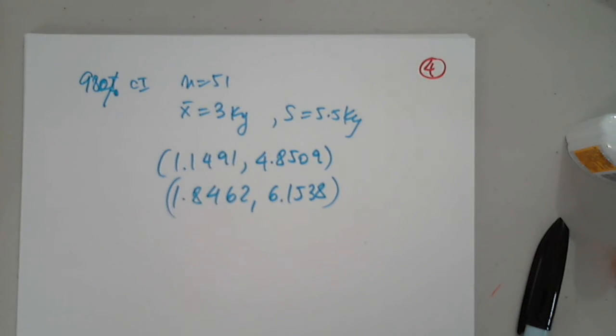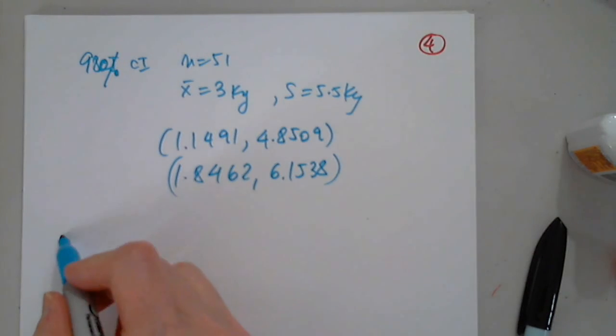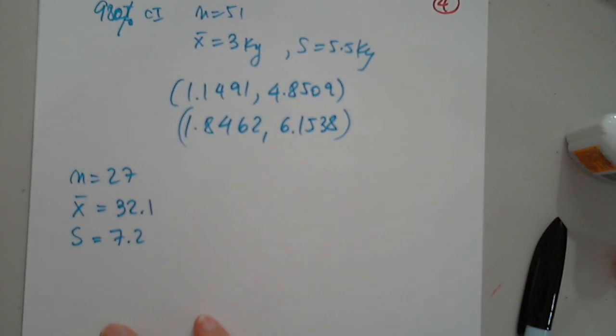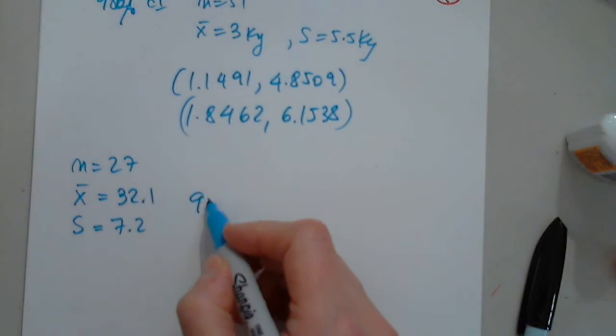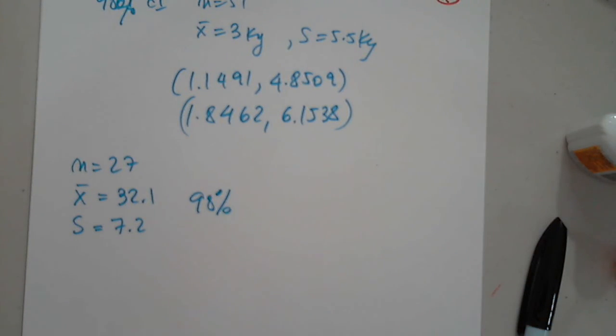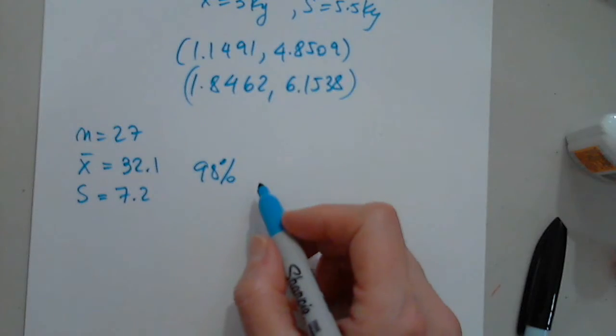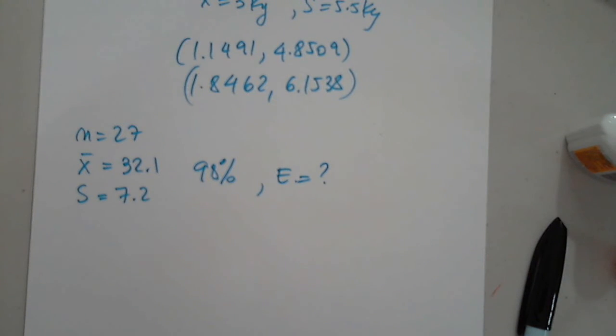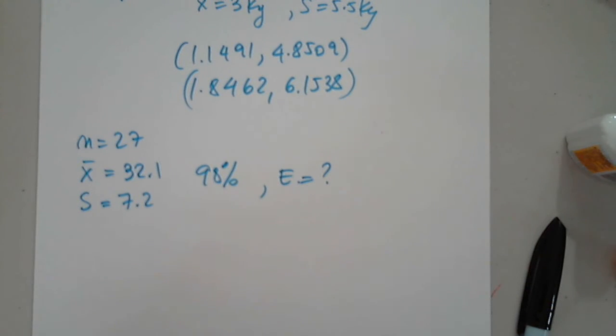So let's read it first and take notes. Lowercase n is 27. And the mean, x bar, 32.1 in minutes. Standard deviation, s, 7.2 in minutes. Assume the population is normally distributed and use a t-distribution to construct a 98% interval for the population mean. What is the margin of error? And interpret the results. Okay, so let's work on this and give me some answers.